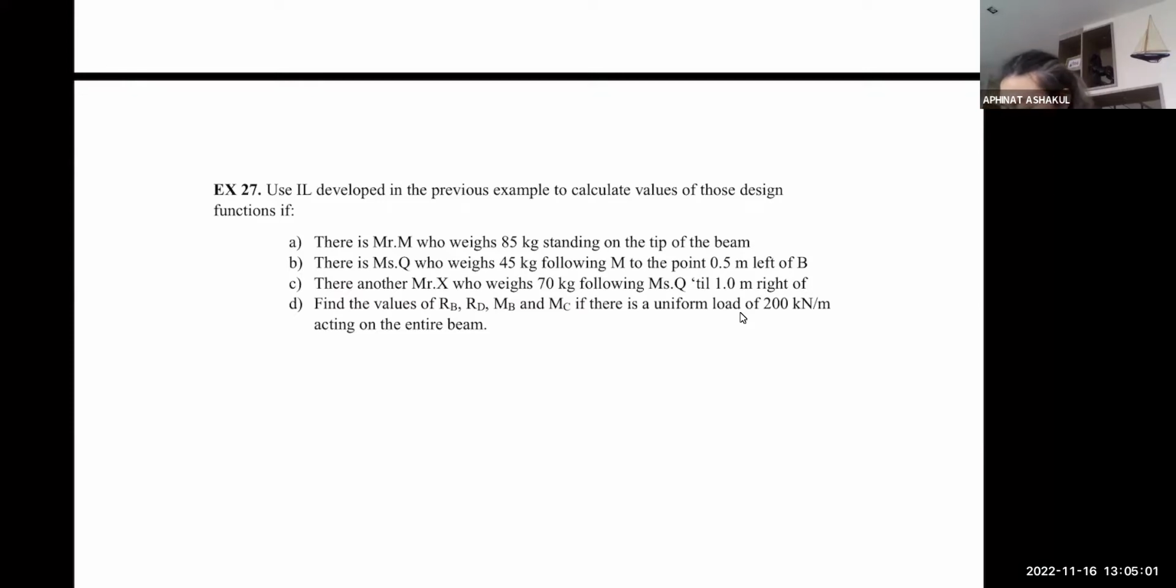that is Mr. M. How do I do this? Mr. M now weighs 85 kilograms, standing on the tip of the beam.